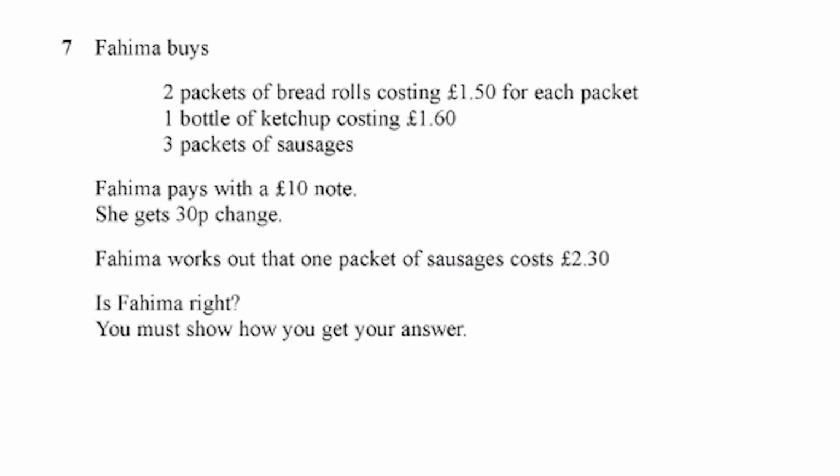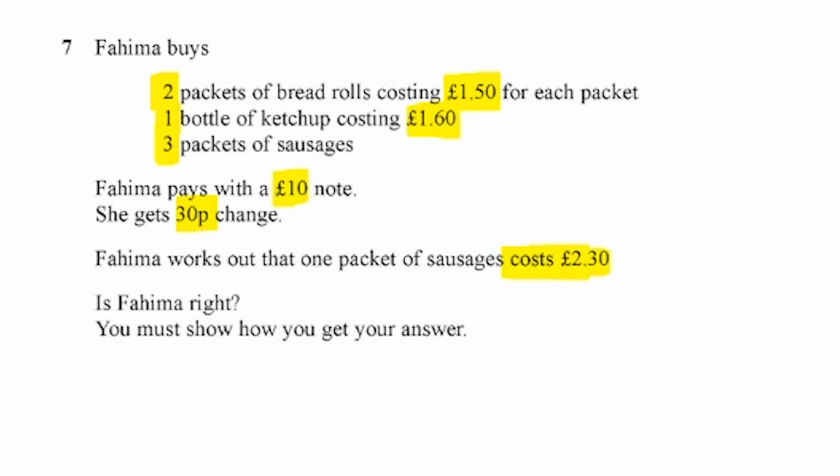Question number 7. We're getting into one of those kind of wordy questions now, aren't we, with lots of information. So let's just go through it. Fahima buys 2 packets of bread rolls costing £1.50 each, 1 bottle of ketchup costing £1.60, and 3 packets of sausages. Fahima pays with a £10 note and she gets 30p change. She works out that 1 packet of sausages costs £2.30. Is she right? And you must show how you got your answer.